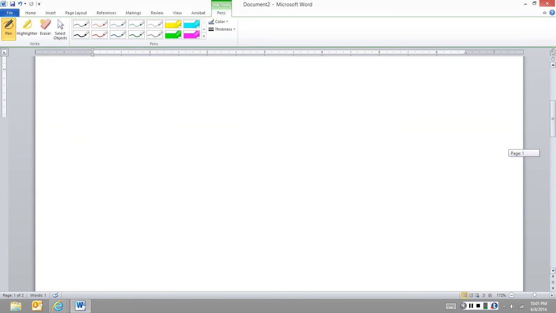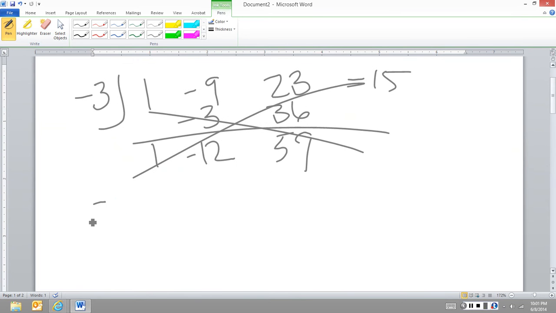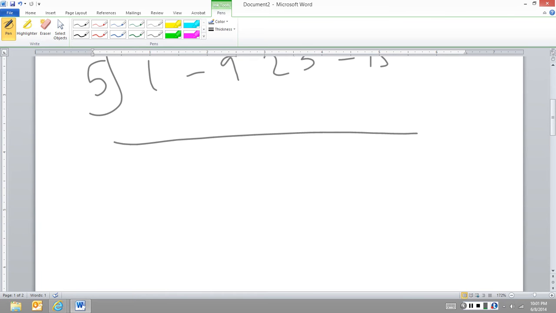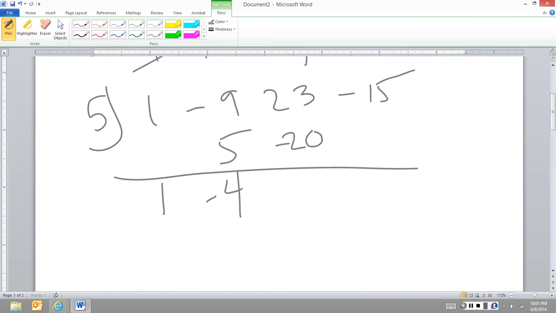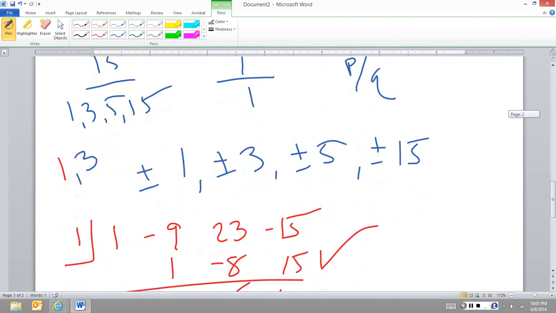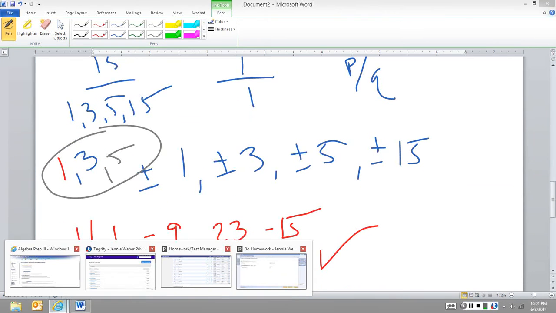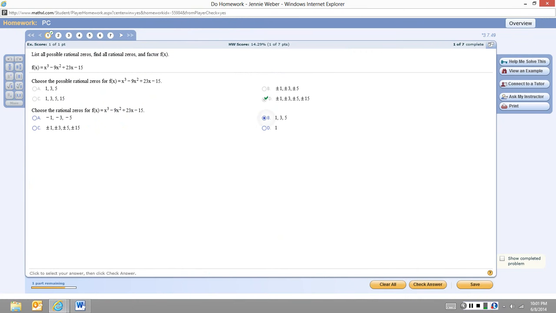Okay, and now I want to try 5. So 5, 1, negative 9, 23, negative 15. I'm going to bring this down 1. This is 5, negative 4 gives me negative 20, 3, 15. Yay! So my third answer is 5. And at this point I can quit, because I know I'm going to have at most 3. So hey, I'm done. I've got my amount. So 1, 3, and 5. So B.